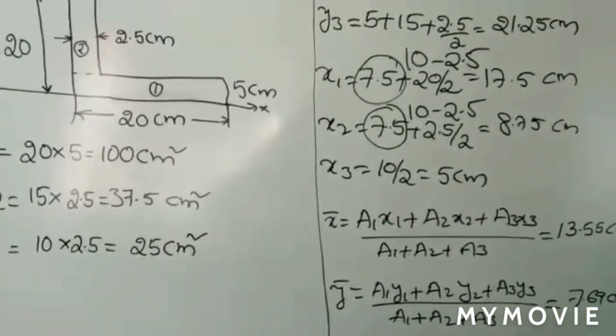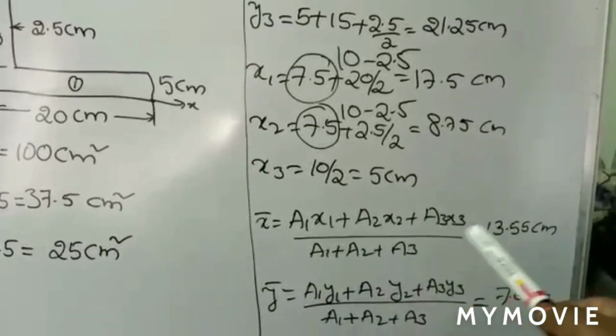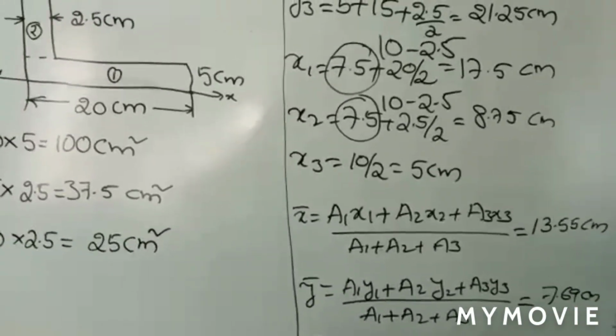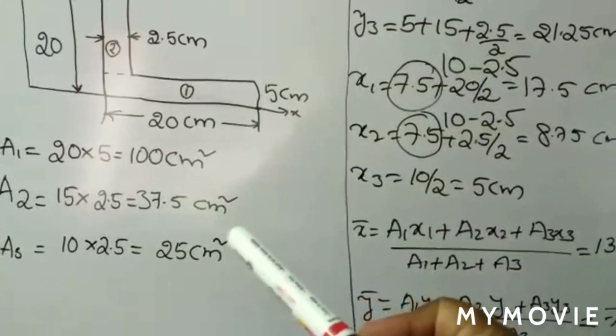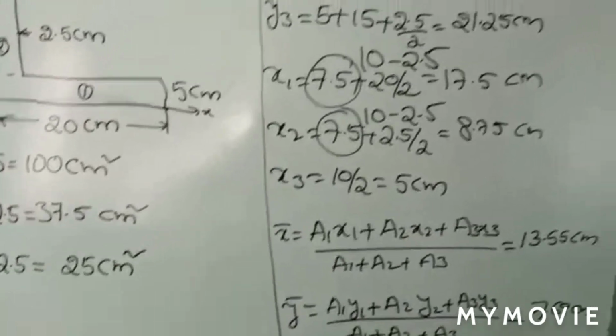So calculate the x bar value. The x bar value is a1 x1 plus a2 x2 plus a3 x3 by a1 plus a2 plus a3. Please substitute those values easily. What we got earlier: a1 is 100 centimeter square, a2 is 37.5 centimeter square, and a3 is 25 centimeter square. You simply substitute those values easily.